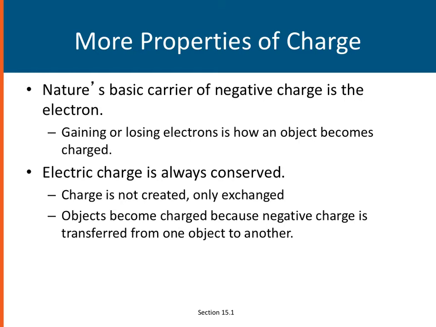Objects become charged because negative charge is transferred. So electrons are the pieces that actually get transferred between objects. That's because they're lighter, so they're easier to accelerate, and because they're not stuck in the nucleus. They're kind of in the cloud, so they can kind of float around.